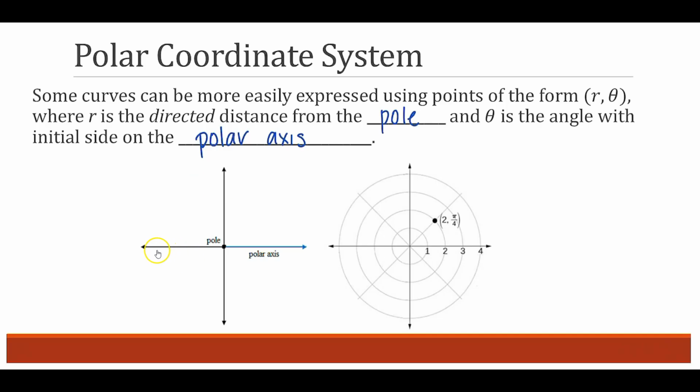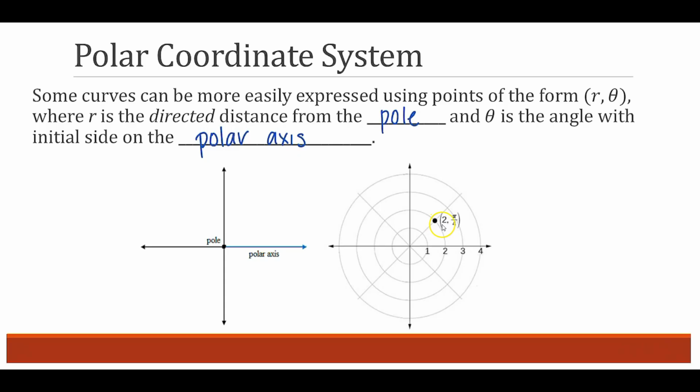So here I have the intersection of two planes, and instead of labeling them the x-axis and the y-axis with this intersection being the origin, we're going to call the intersection the pole when we're talking about the polar coordinate system. And what would normally be the positive x-axis, we're going to call the polar axis. In order to graph polar coordinates of the form r, theta, we actually go to the angle first, and then we address the directed distance r from the pole.